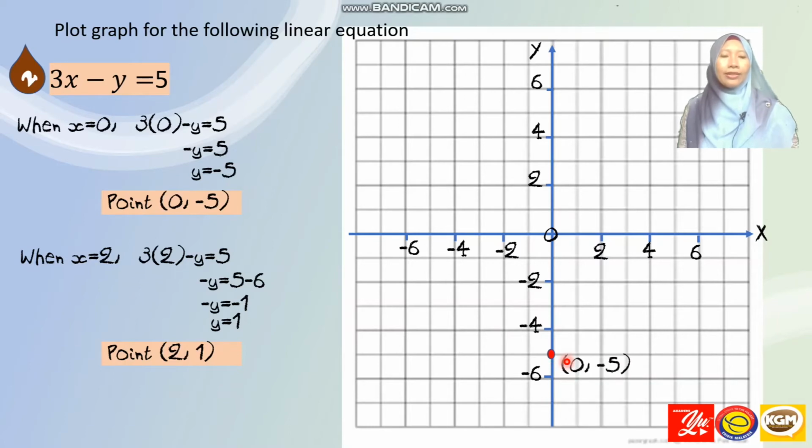Okay, over there, 0, negative 5. And then another point is 2, 1. So x is 2 and y is 1. So y is 1 here, x is 2. Then we have 2 points already. We can just draw the line joining the 2 points, and we can prolong the line. Finish. That's all we need to do to draw a linear graph.